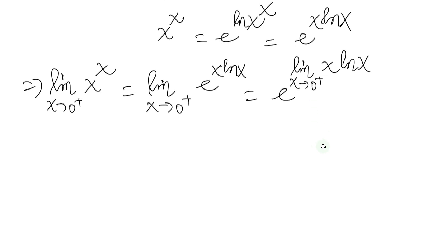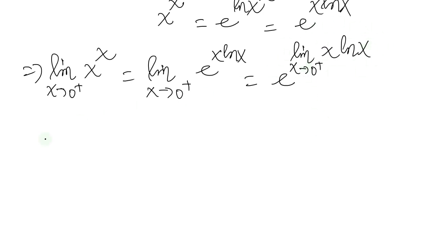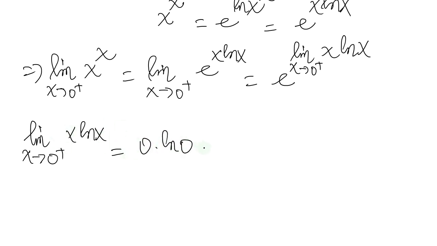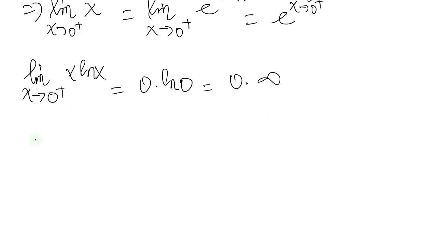Okay, so now let's evaluate this limit here. So we're gonna have that limit, so this is going to be, if we apply this here, the 0, we're gonna find the indetermination form. We're gonna have that this is 0 times ln of 0. This is 0 times infinite, right? And this one here is also an indetermination, so we're not going to work with this. Let's make some transformations here.